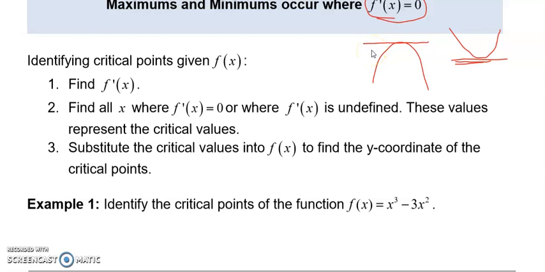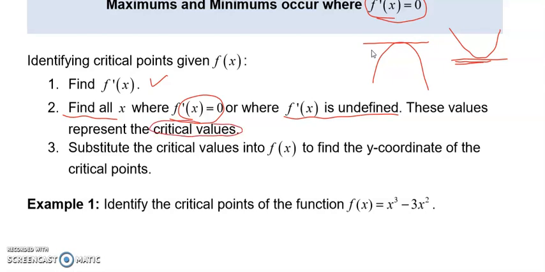And that's what we classify as the critical values. So we calculate the derivative, we find the values of x where the derivative is equal to 0 or undefined, but we won't be seeing any of those in this course. So those x values are what we call the critical values. Now, sometimes they want you to plug those critical values back into the original function to find the y-coordinates of the critical points. Especially if you're drawing the graph, you're going to need the critical points and not just the critical values.